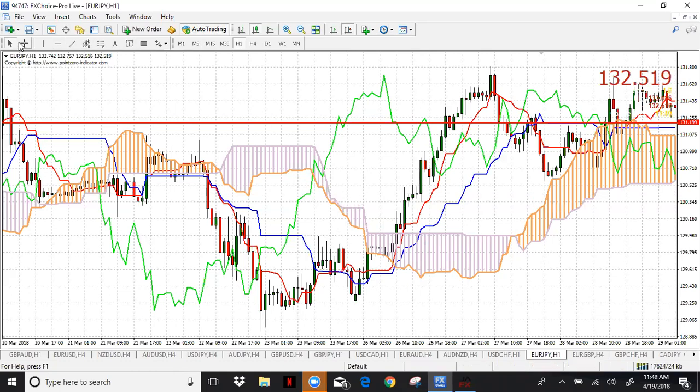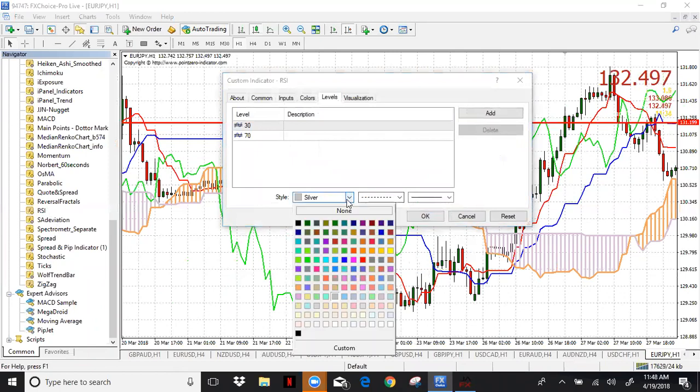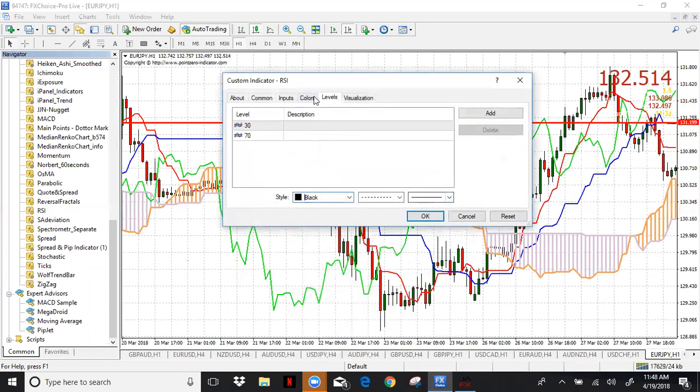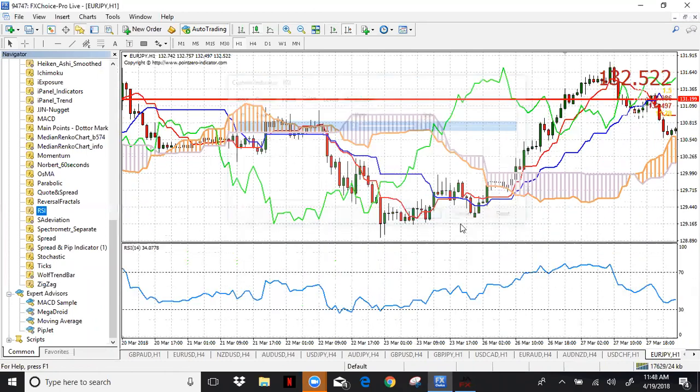Then you can use the RSI if you like. I don't use this, but Vinny, she uses this. So this will let you know if the market is overbought or oversold.